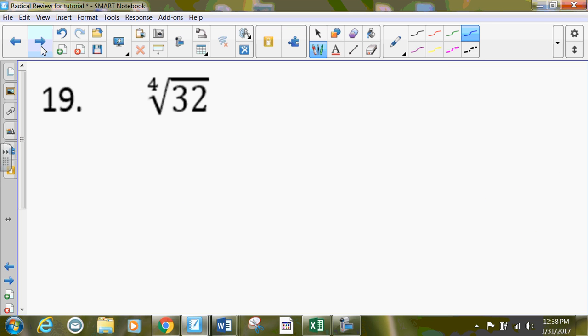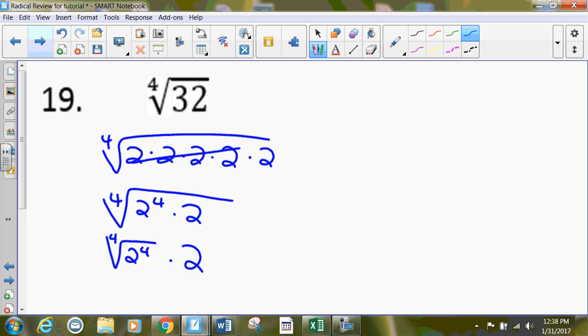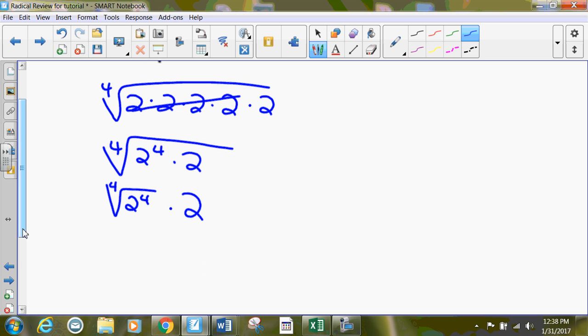4th root of 32. Well, let's see. I'm going to do my work here. Let's see if we can write 4 2's. 2 times 2 is 4, times 2 is 8, times 2 is 16, times 2 is 32. In this case, 32 broke down into 5 2's. So think about it. Only 4 of them get to come out, right? Because I could rewrite this like this, and the 4th root and the 4th power cancel each other out. So I'd have 2, like this.